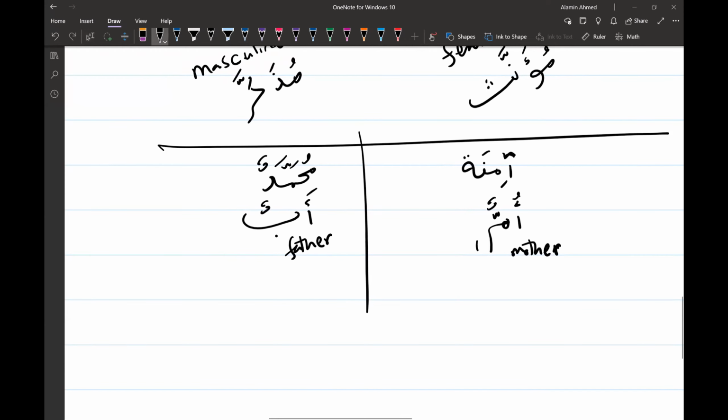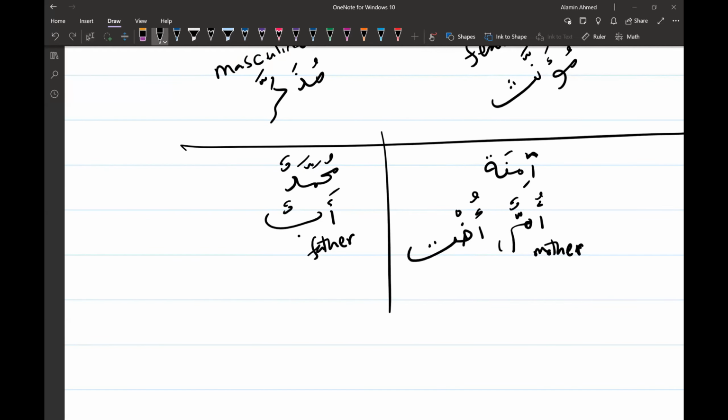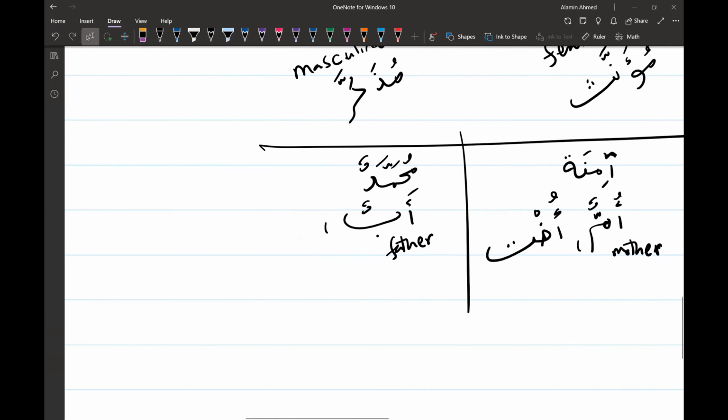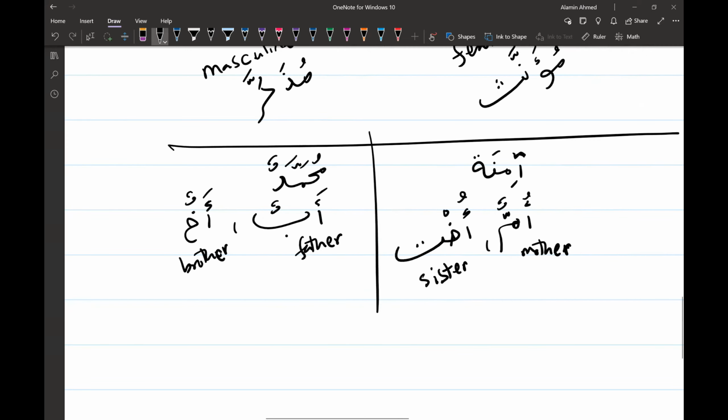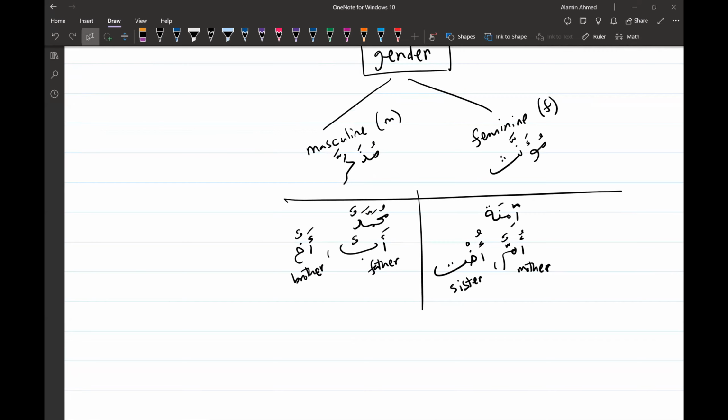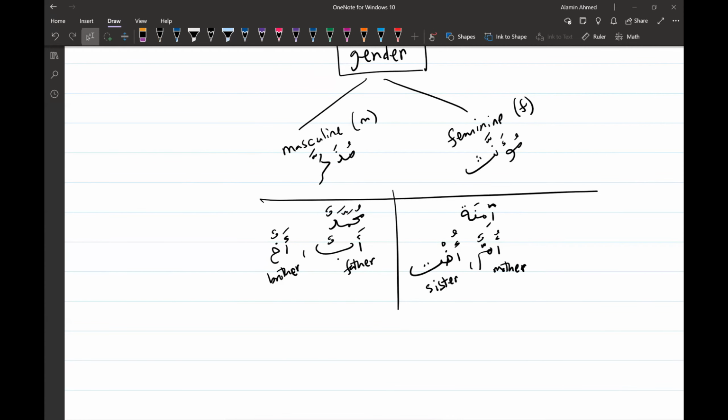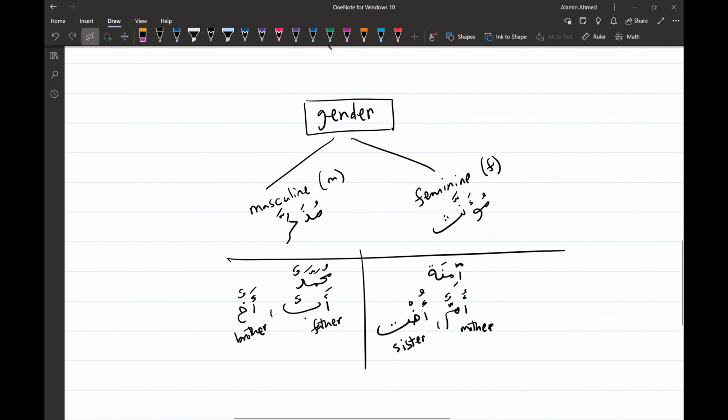I'll give you one more vocab. Ukht. What is ukhtun? Anybody know? Ukhtun is sister, and akhun is brother. So you see, these are simple things. We understand normal masculine and feminine, but it gets a little bit complicated with the Arabic language.